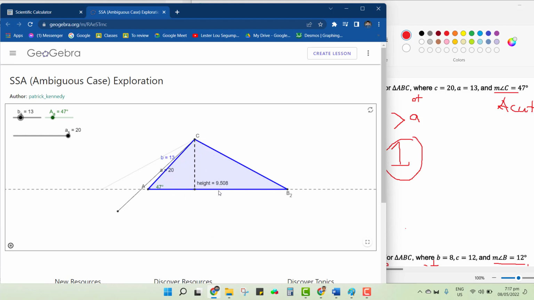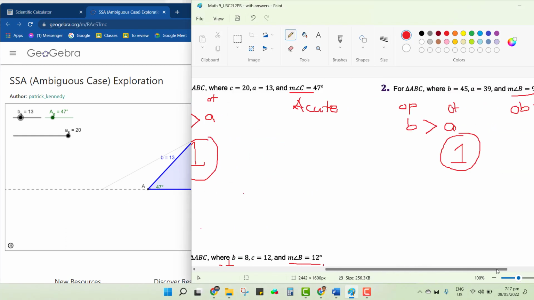Please do not be confused with this height here and say there are two triangles. This is just a height of this given triangle, and it doesn't represent two triangles here because this is angle 47, this is side 13, and side 20 for A, this one here. It shows this area here for just one triangle. So this is another proof for number one of our answer. We are going to solve this triangle in our next practice exercise. Let's proceed to number two.